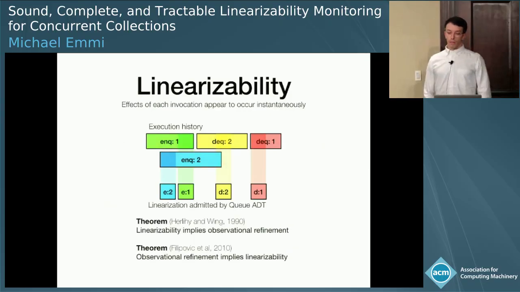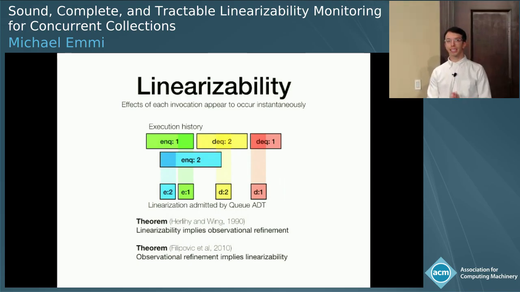So mechanizing observational refinement is done by a related criterion called linearizability, which was introduced by Herlihy and Wing in 1990. The idea of linearizability is that the effect of each operation has to occur or appear to occur at some point in time instantaneously.